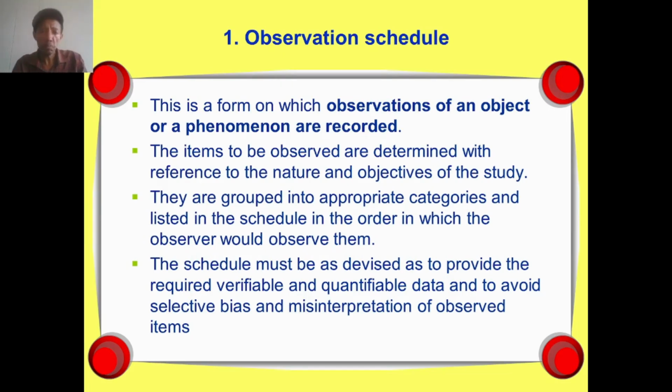So the items to be observed are determined with reference to the nature and objectives of the study. We prepare these templates, observation schedules, or observation checklists based on the objective and nature of our study. And then we just fill in or record what we observe in an artificial field or in a natural environment. These observation schedules are grouped or categorized into appropriate categories and listed in the order in which the observer would observe them.